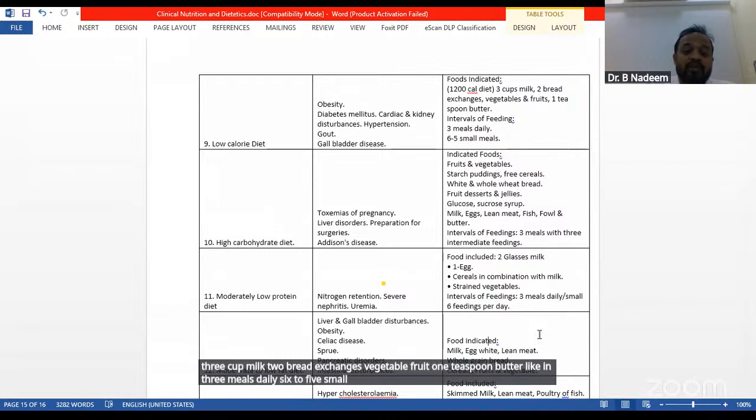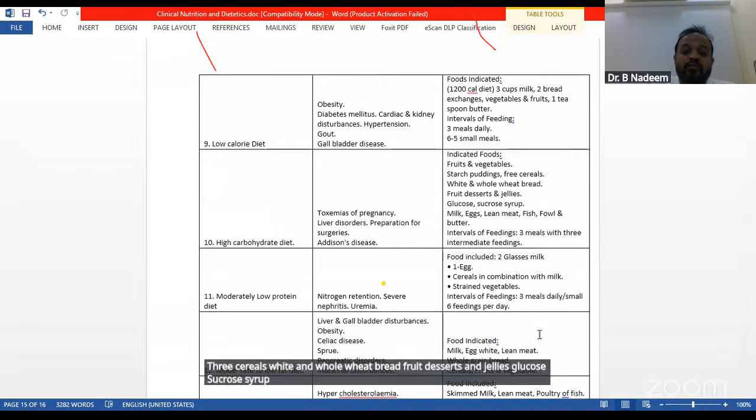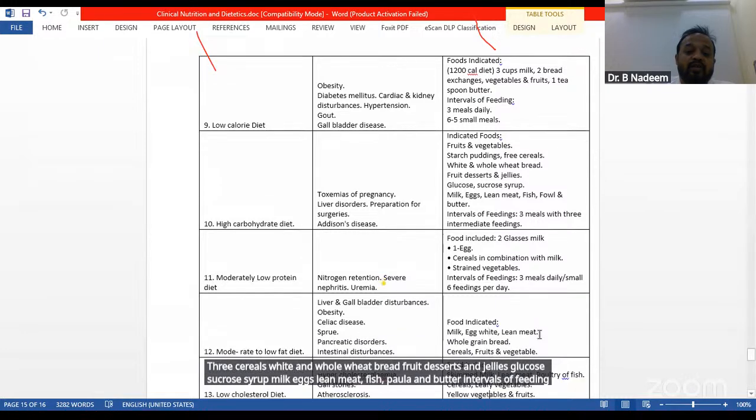High carbohydrate diet. Again, in pregnancy, liver disorder, Addison's disease: fruits and vegetables, starch pudding, free cereals, white and whole wheat bread, fruit, desserts and jellies, glucose, sucrose syrup, milk, eggs, lean meat, fish, fowl, and butter. Intervals of feeding, 3 meals with 3 intermediate feedings.